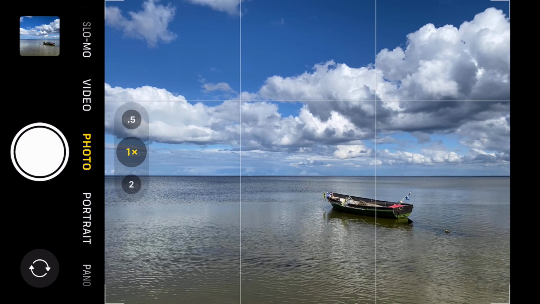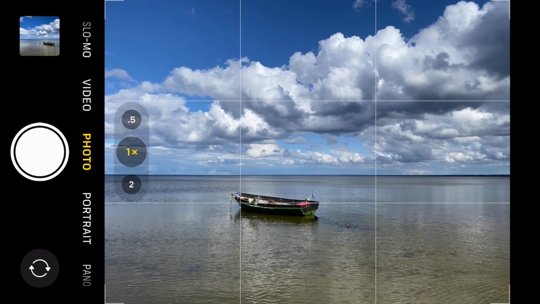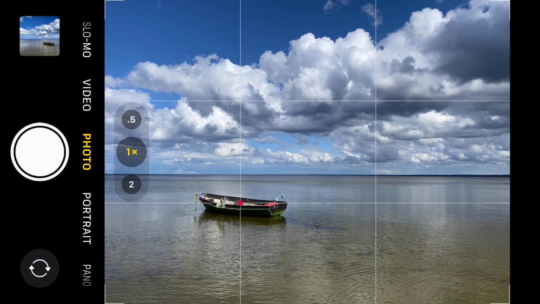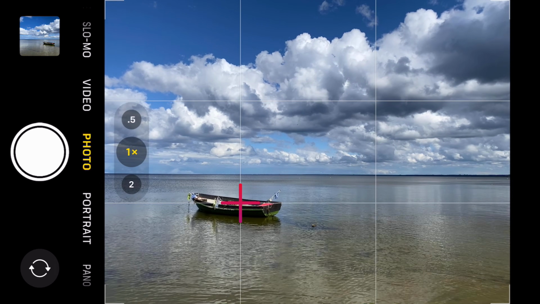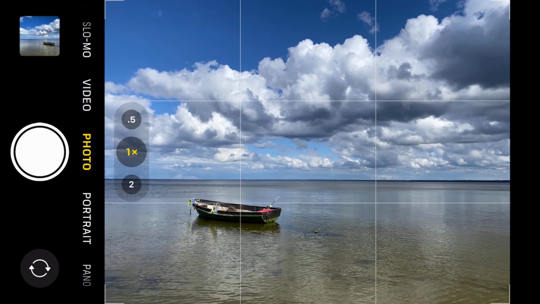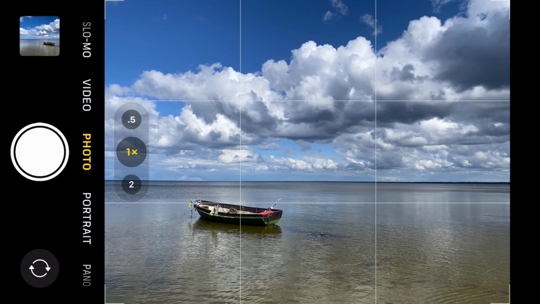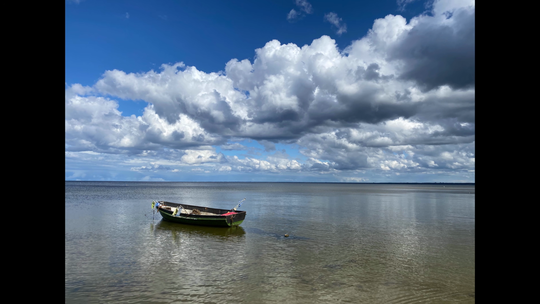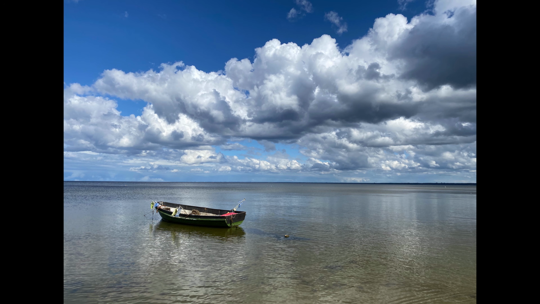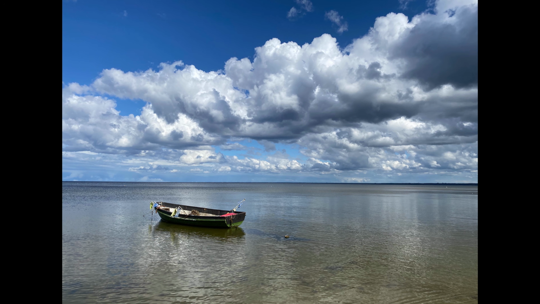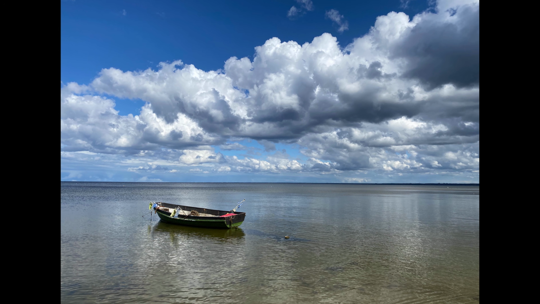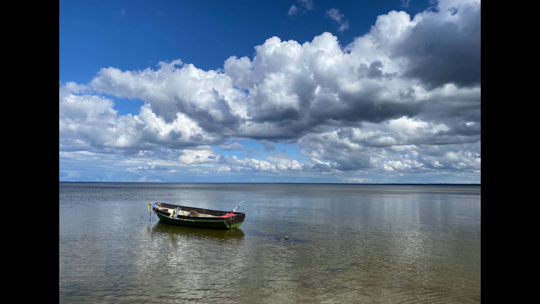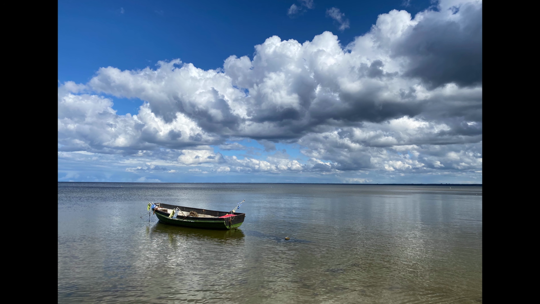So what would happen if I reposition my frame a little bit to the right so that now the boat is at the bottom left-hand intersection point? Well, it turns out that actually looks a lot better because now I have interest on all sides of the image. I have interesting clouds at the top, I have the boat at the bottom, and I have interesting clouds on the right and the boat on the left. So this is the intersection point I should go for.